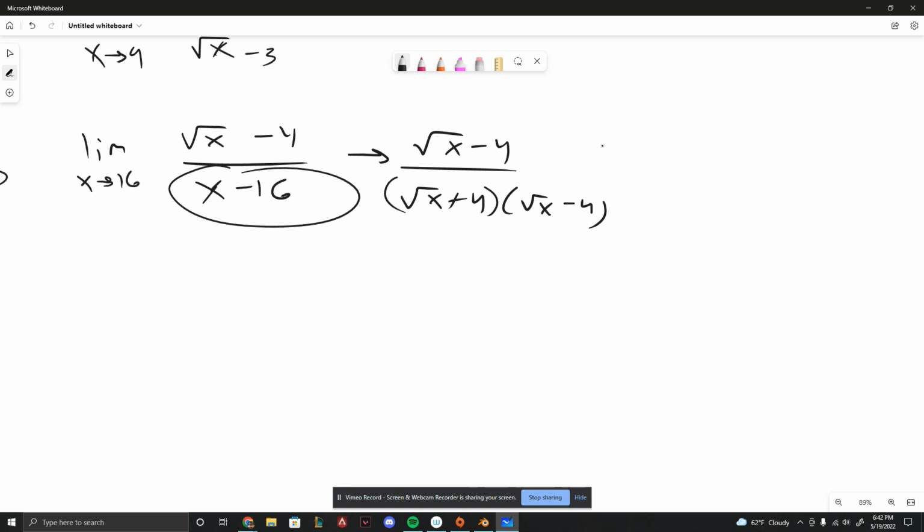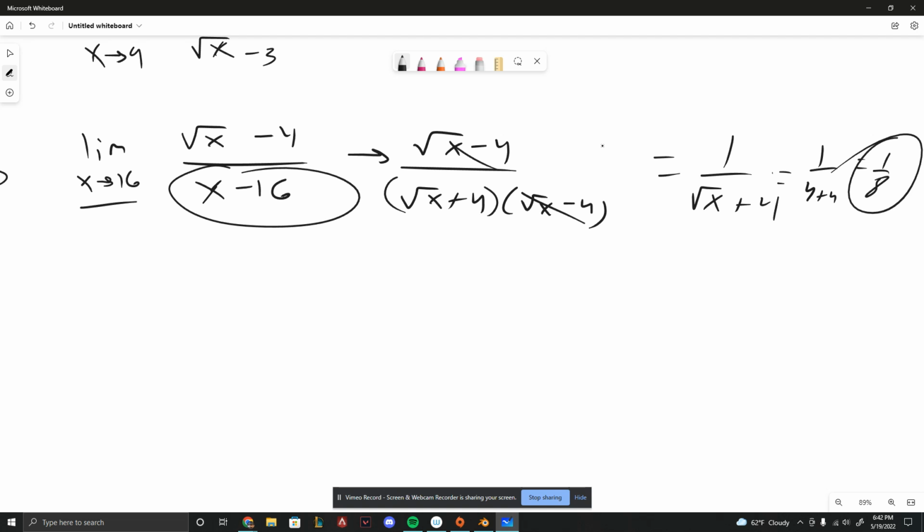One thing, the first thing I should have done is see, does 16 work? No, it doesn't. You plug in 16 initially, you will get 0 in the denominator, which means you will get an undefined limit, which cannot happen. So, this will cancel, this will cancel. We're going to be left with 1 over root x plus 4, which essentially is just 1 over 4 plus 4 or 1 over 8, which is where this is all coming from.